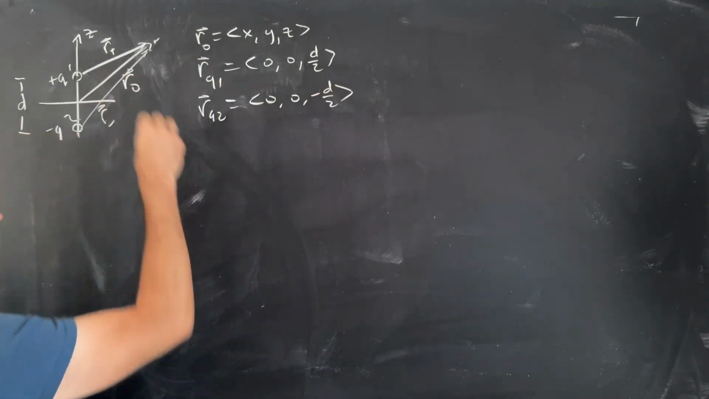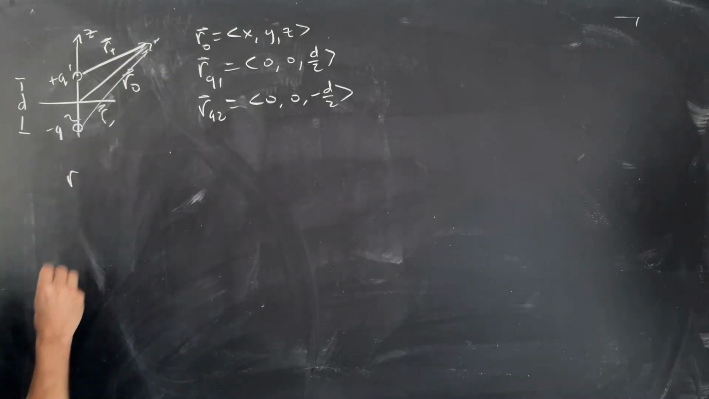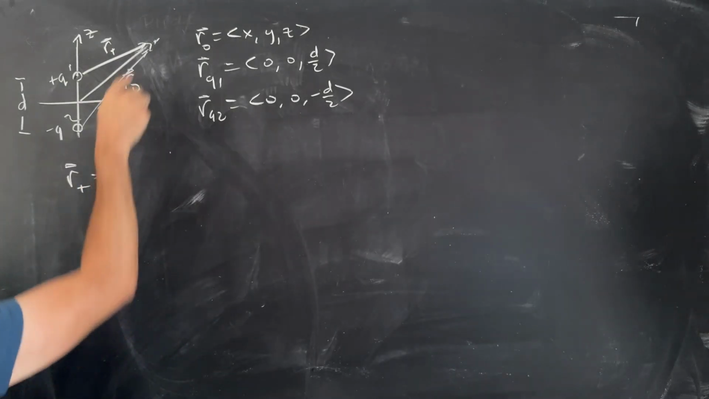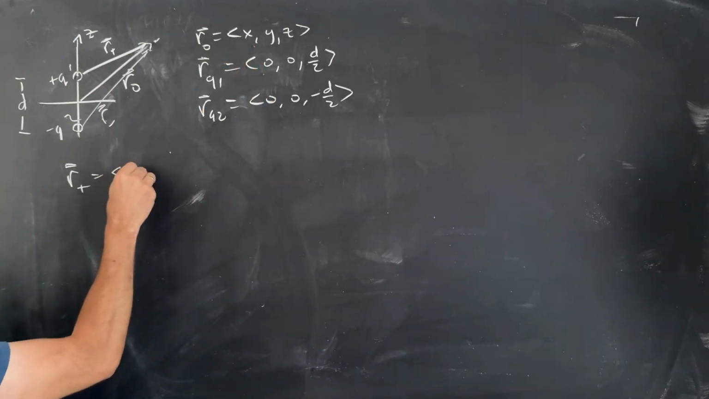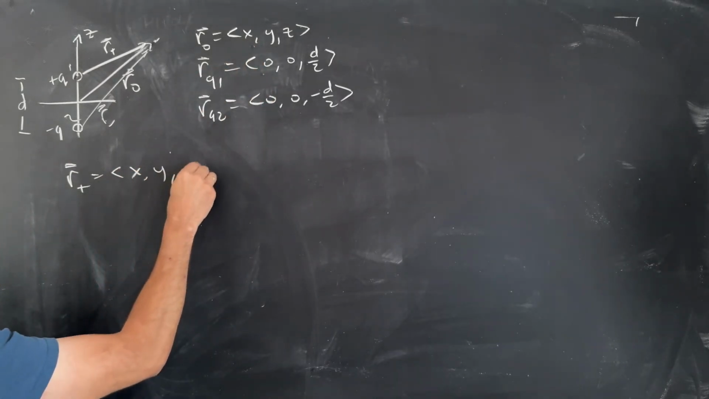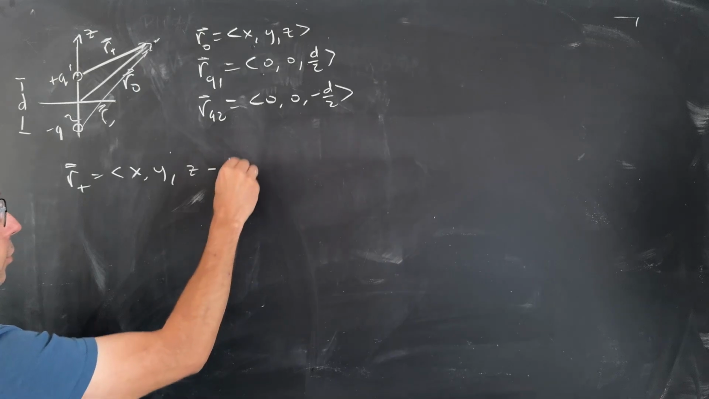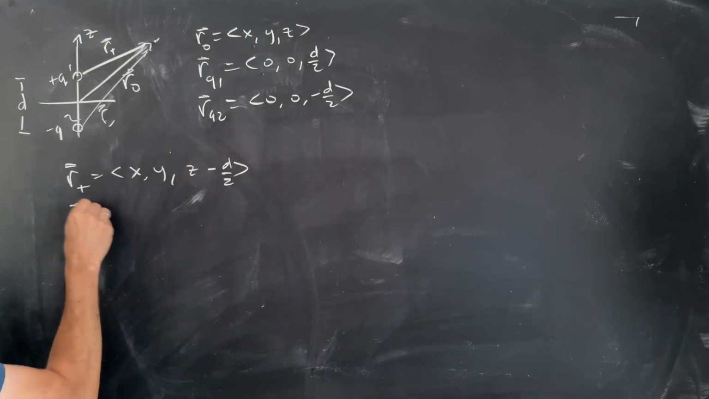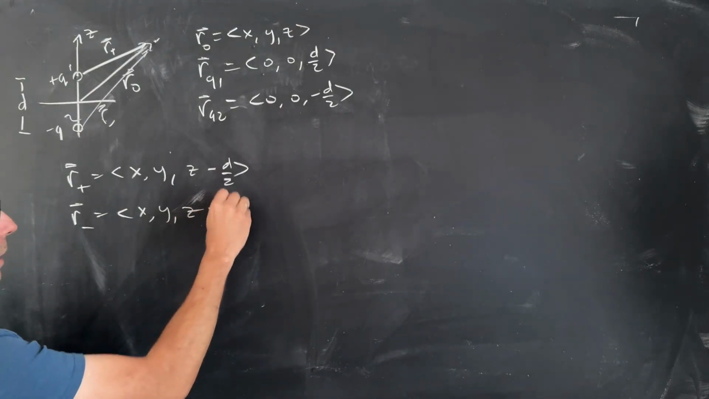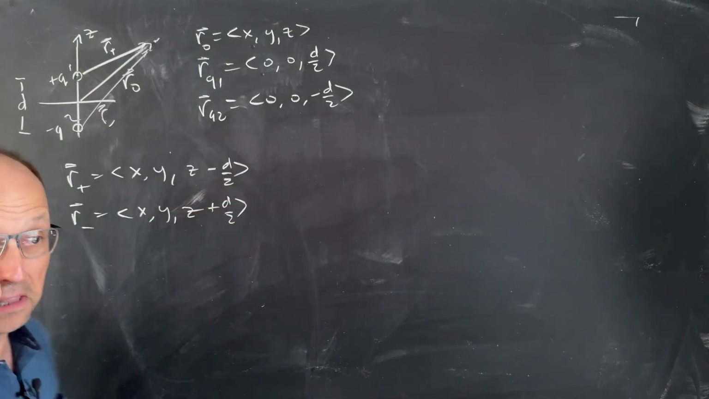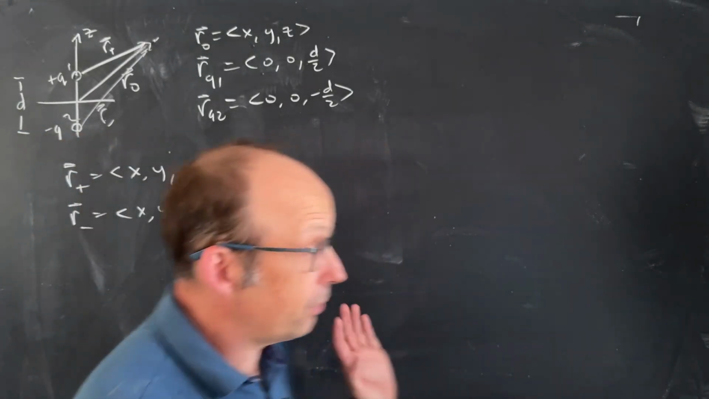So when I find r plus, it is going to be equal to the final position, r_O, minus this position, so I get x, y, z minus d over 2. And then I get r minus is going to be x, y, z plus d over 2. Nothing's hard yet, right? That's pretty straightforward.